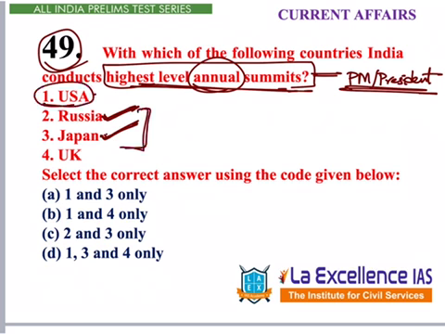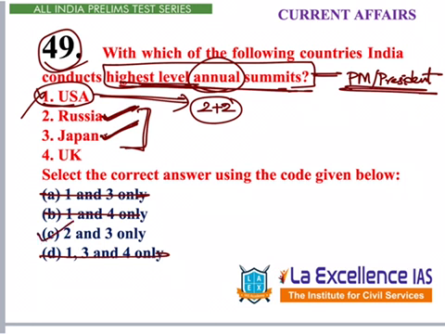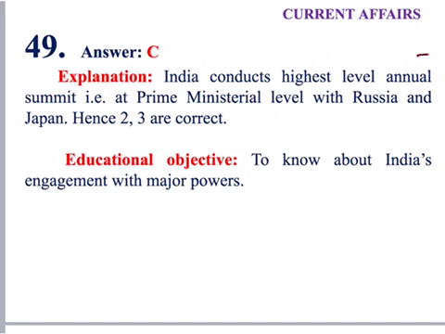With USA do we have? No. With 2+2 summit, we have annual defense meets, not the highest level summits. So, remove one. If we remove one, we can remove this, this, this. So, answer is C, 2, 3 only. Even if we don't know with regard to this, if we know this, that with USA we don't have, then we can remove these three. Answer would be simple, 2 and 3 only. Here is the explanation for this particular question.